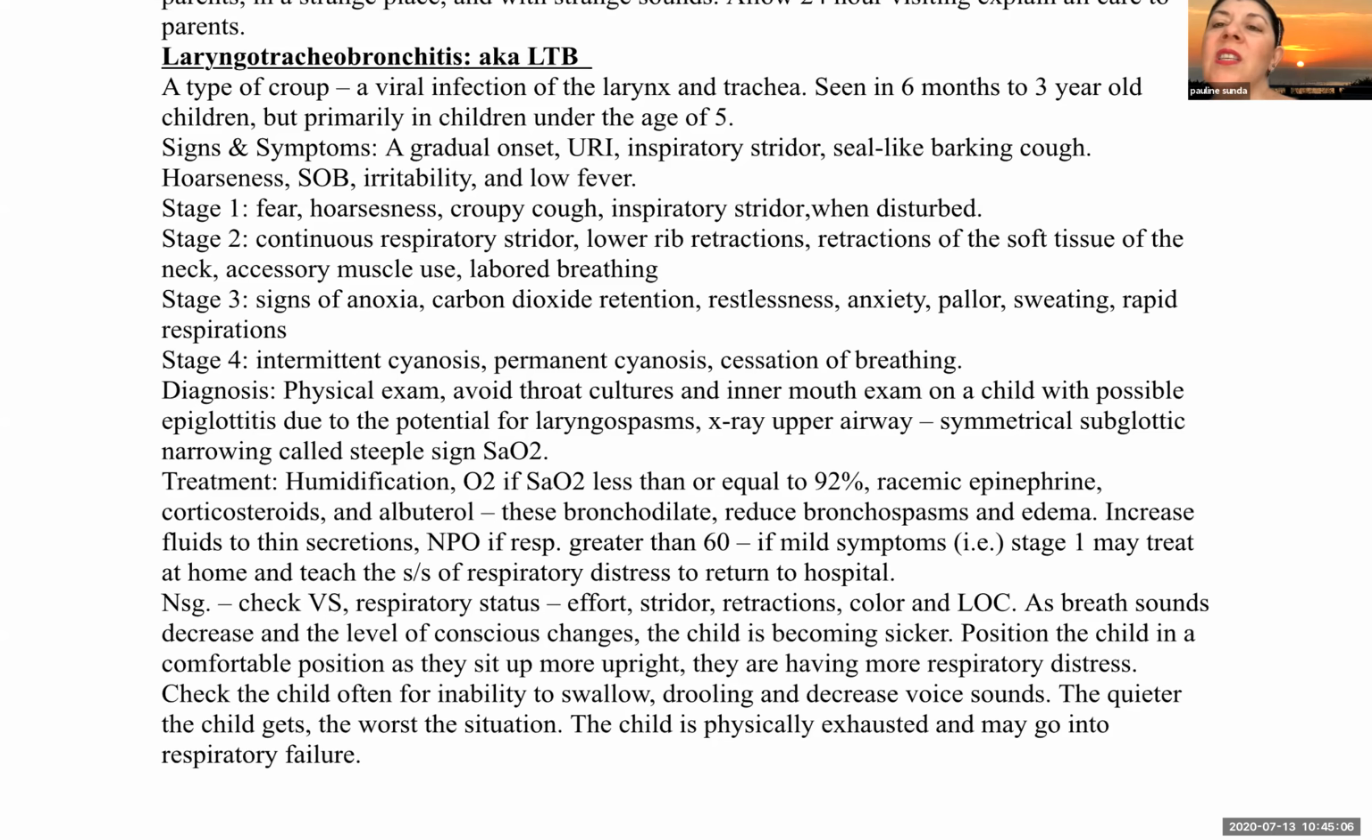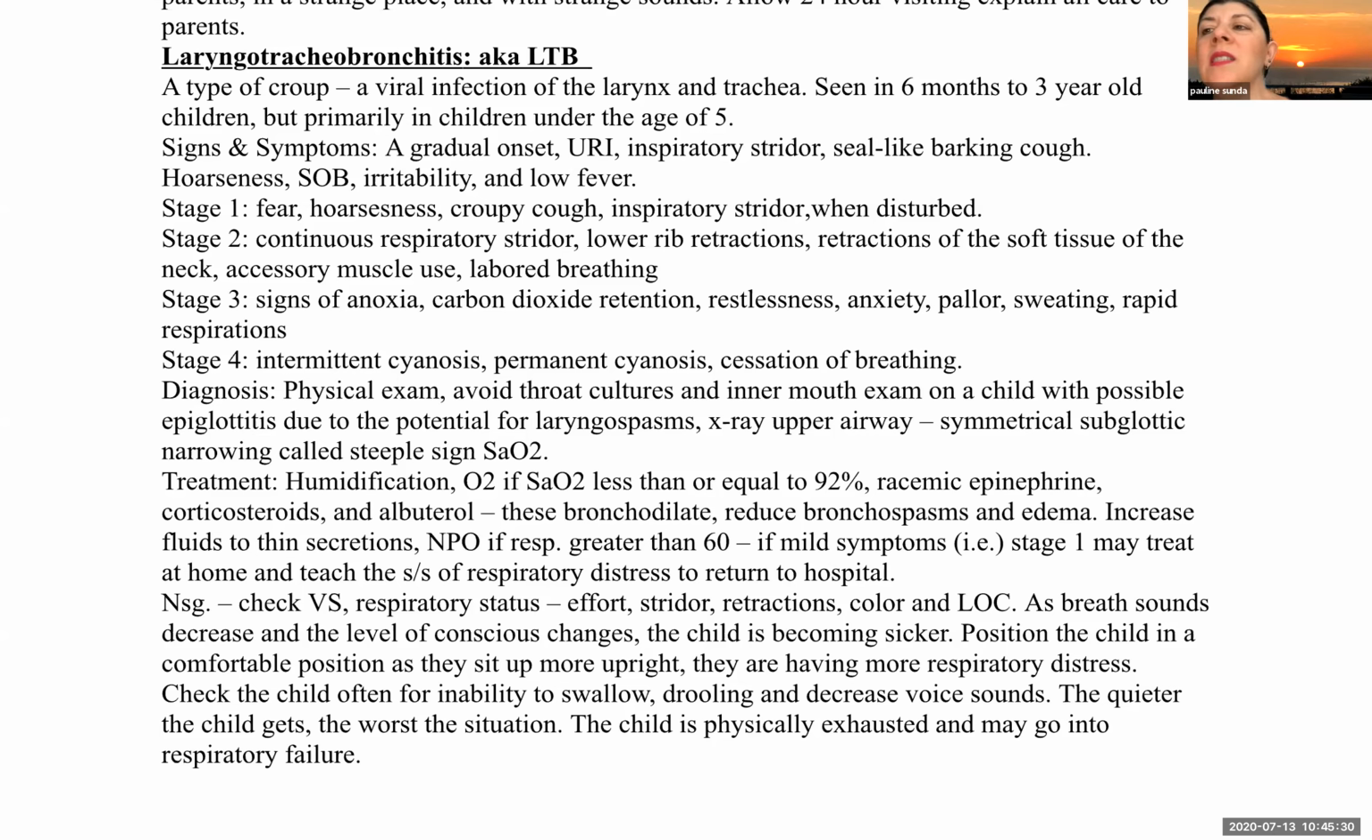The first stage is fear, hoarseness, croupy cough, inspiratory stridor when disturbed. The second stage is continuous respiratory stridor, retractions of the neck and the lower rib cage, accessory muscle use, and labored breathing. Stage 3, here they have signs of anoxia and carbon dioxide retention.